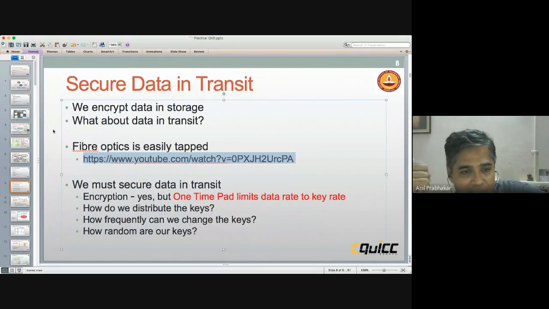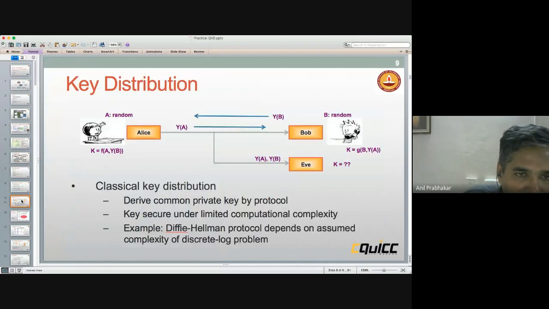So some of the questions that we ask practically are, how do we distribute the keys? How frequently can we change the keys? And how random are our keys? What are these keys that we're talking about? It's a little bit of a primer out here.